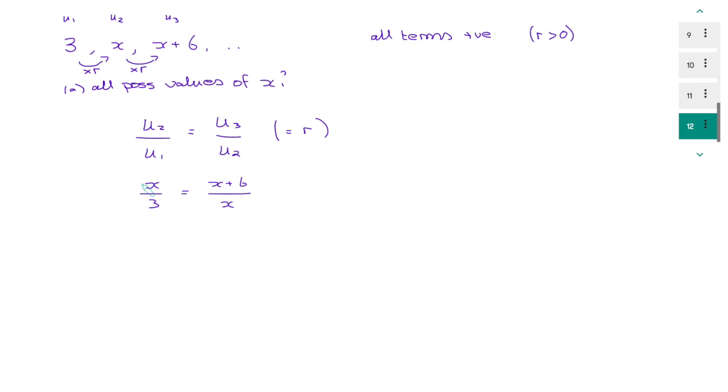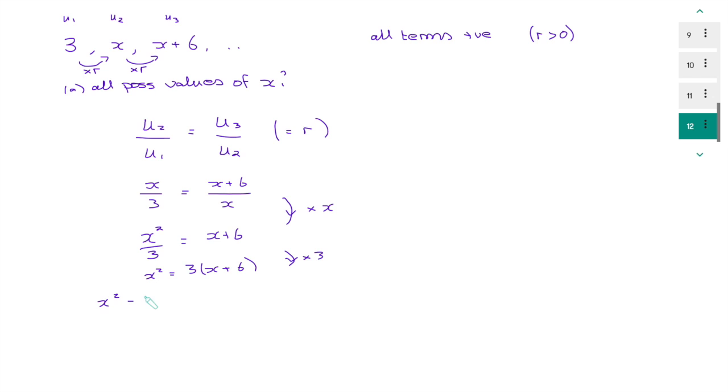The first thing I always notice when you see this is that having your variable on the bottom is a pain. So let's first of all get rid of that. Let's multiply by x. On this side we're now going to have x squared over 3 equals x plus 6. Fractions are a pain, so let's multiply by 3 to give us x squared equals 3 times x plus 6. And then let's do another step. Let's bring all of this over onto the other side, and I'm going to take away the brackets at the same time.